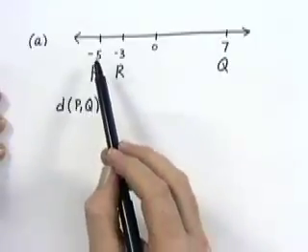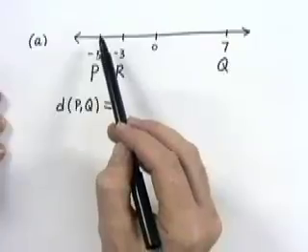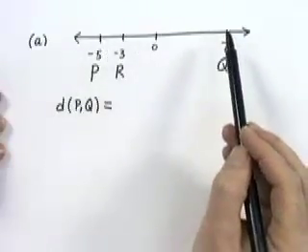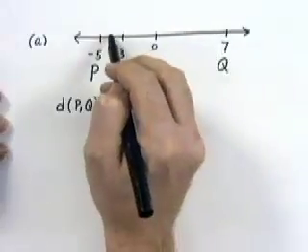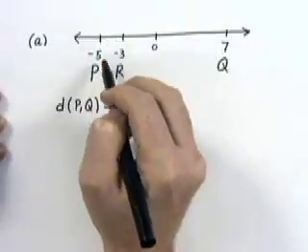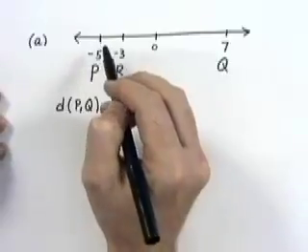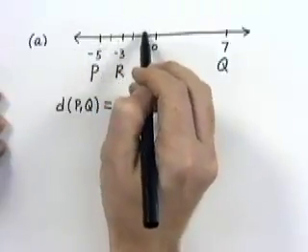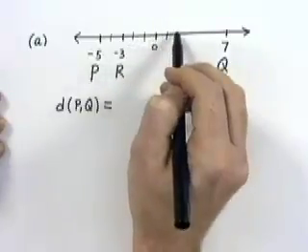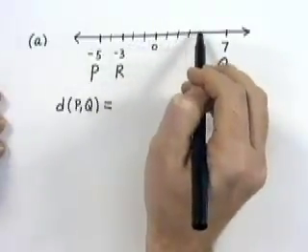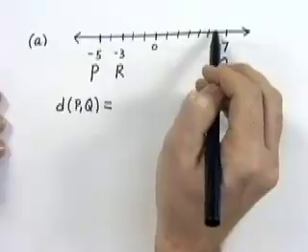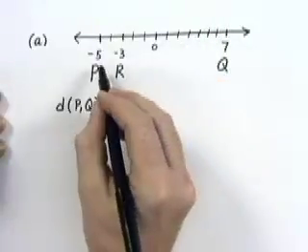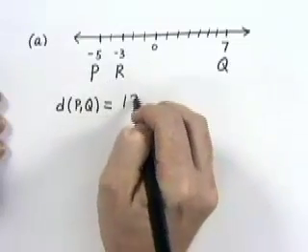Well, basically, P is at -5. So we're standing here at -5, and we need to ask, how far do I have to travel before I get to 7? All we have to do here is count the number of tick marks that I would have to travel to get from -5 to 7. So from -5 we go 1, 2, 3, 4, 5, 6, 7, 8, 9, 10, 11, 12 tick marks. So the distance from P to Q is 12.